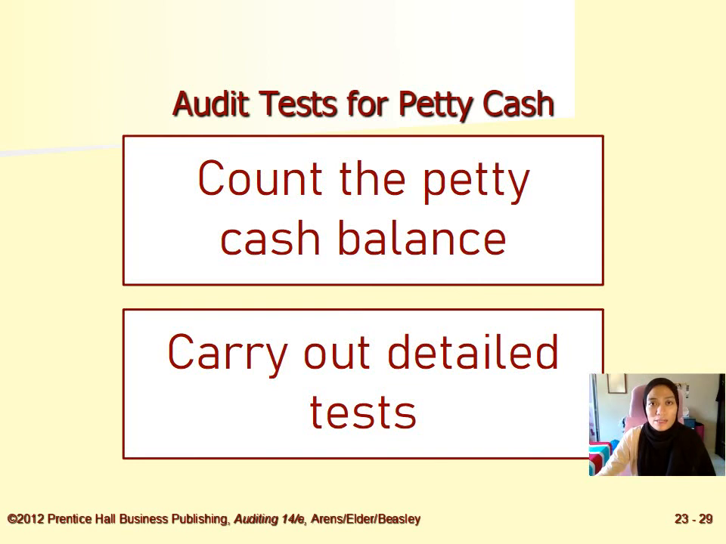When auditors do tests on petty cash, the two most common procedures are, first, to count the petty cash balance, and second, to carry out detailed tests of one or two reimbursement transactions to determine that they are properly supported.